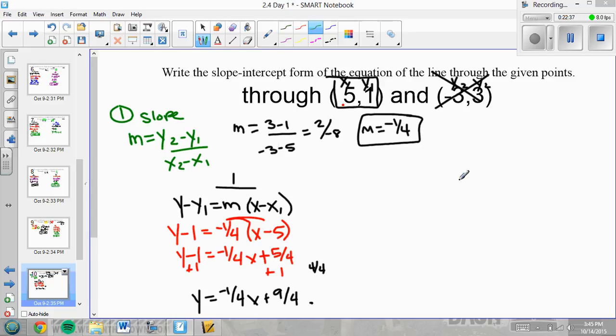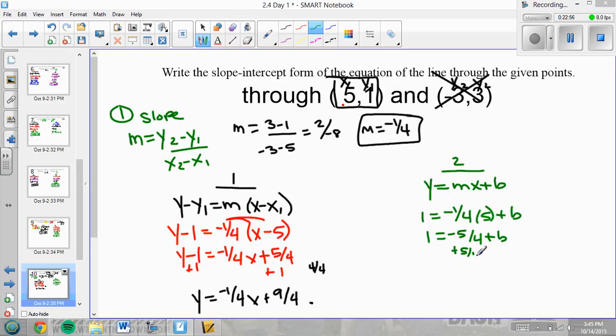Okay, if you chose the second way, using y equals mx plus b, or slope-intercept form, we know 1 is equal to negative 1/4 times 5 plus b. Then to add our 5/4, we know b equals 9/4, so we can plug in b and m. So we get y equals negative 1/4 x plus 9/4.